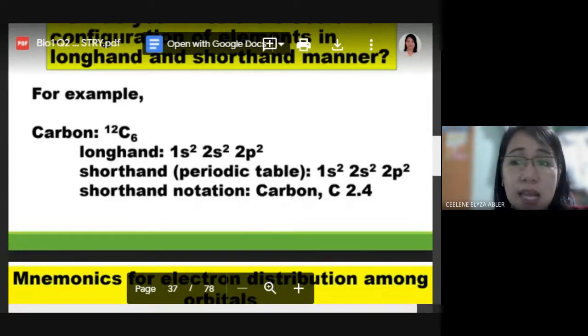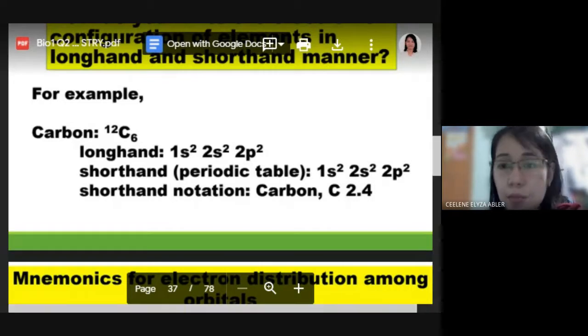And we have the shorthand notation, which is the one that we use for IUPAC or other na mga ginagamit natin sa chemistry. Ito na yung shortcut na ginagamit, which is more common sa college. Ito yung pinapasulat.